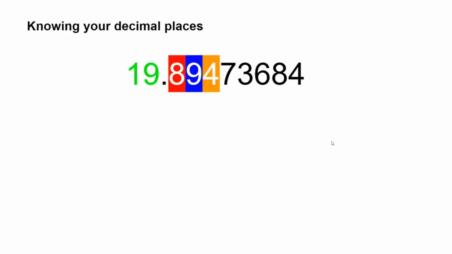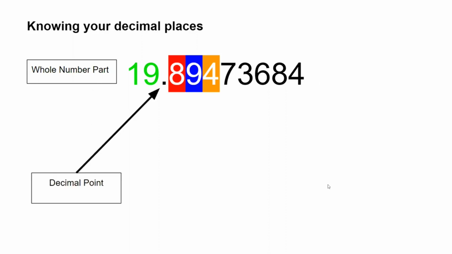In order to round effectively, we need to know how to find the decimal places. So here we have a number, 19.894738684. The whole number part is in green. That's the number 19. Then we have the decimal point, and we have that first number to the right of the decimal point. We call that the 10th place.